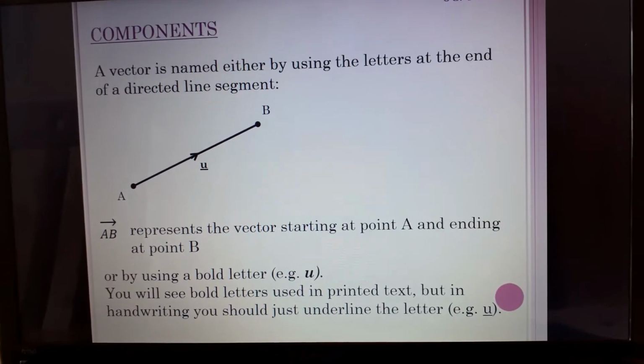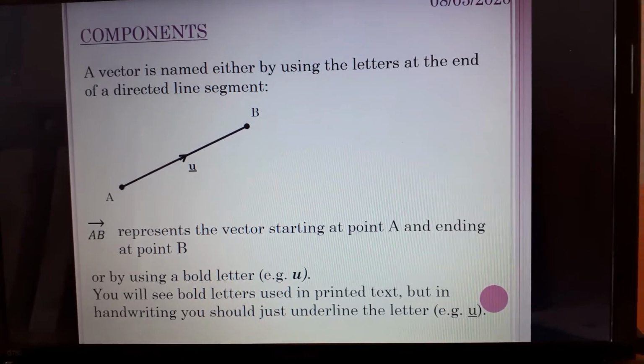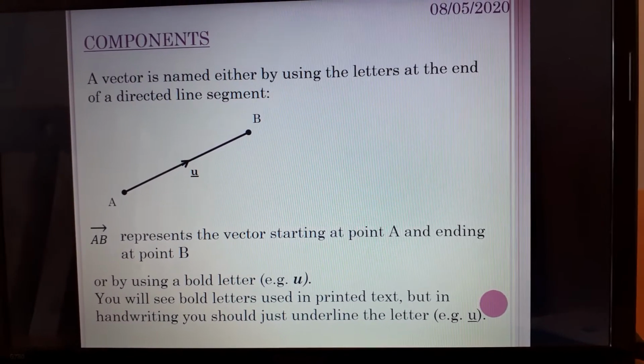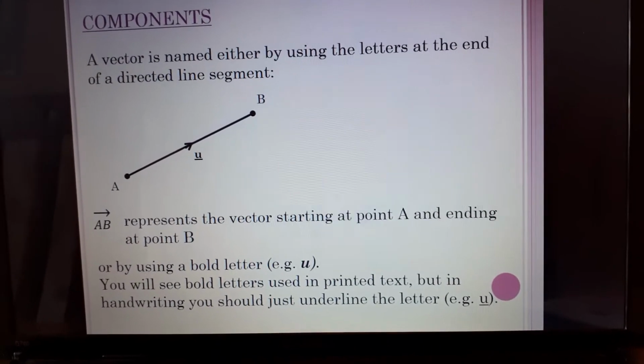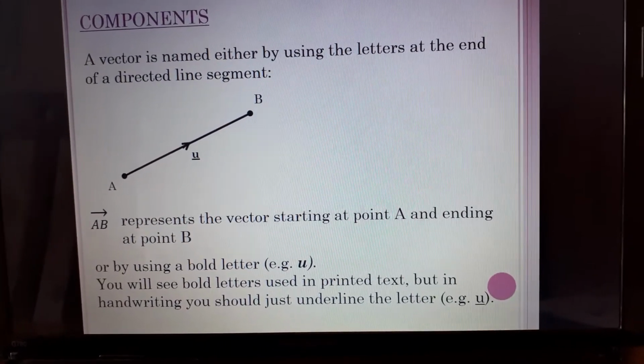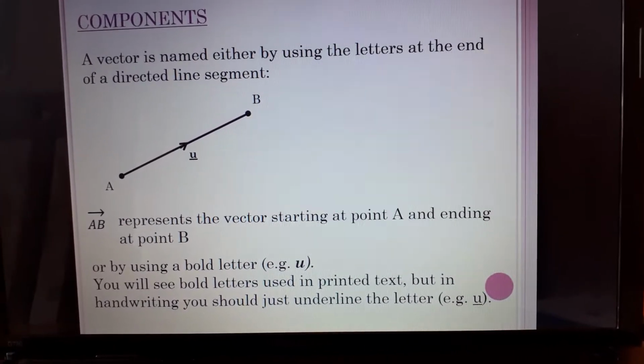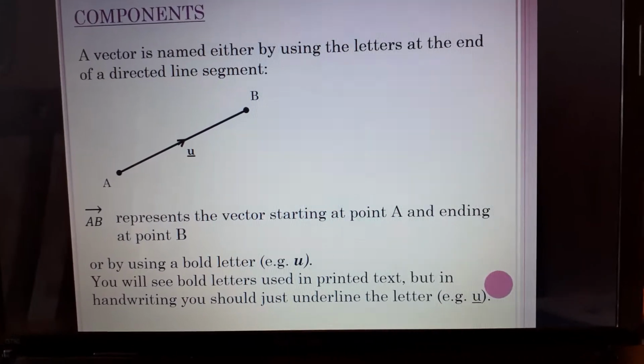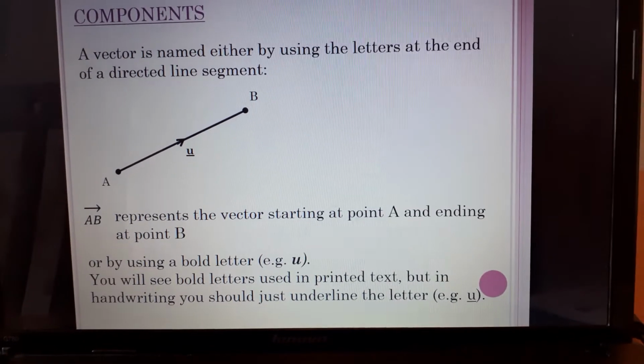We can also use the letter U. If you see it in a textbook or on a printed document, you will see it normally in bold. Because we can't write in bold, we use an underscore, a line underneath, just to show that it is the vector U.